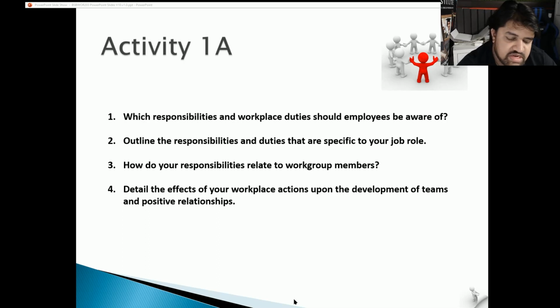So we need to work together and perform the tasks individually so that we can have one cohesive, joint product that we are going to sell to the customer. Okay? Detail the effects of your workplace actions upon the development of teams and positive relationships.